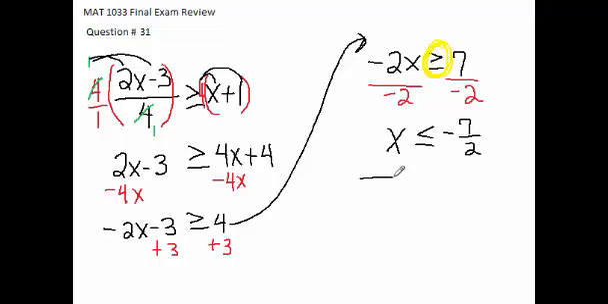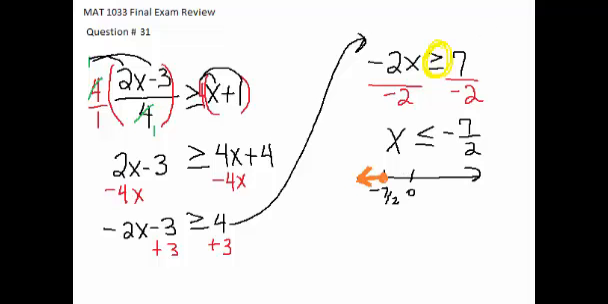We're supposed to graph this on a number line. 0 and negative 7 over 2. Use a shaded circle because it is included, and less than or equal to would be shading to the left. Now if we hadn't reversed that symbol, we'd be shading to the right. We'd be shading all the answers that do not make the original inequality true.